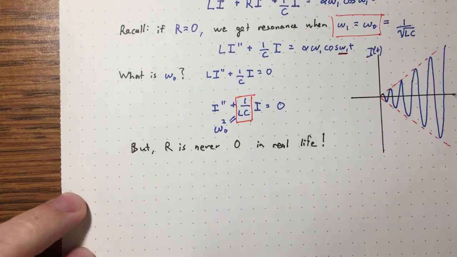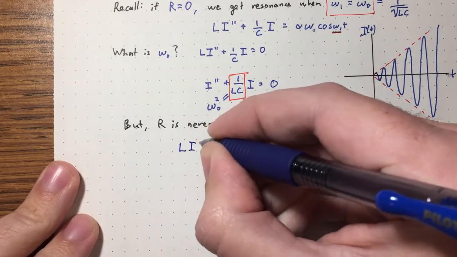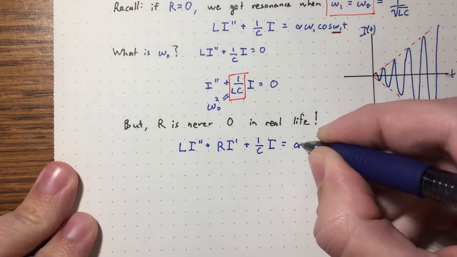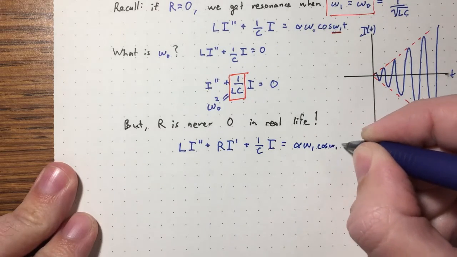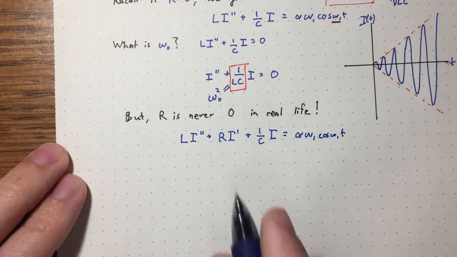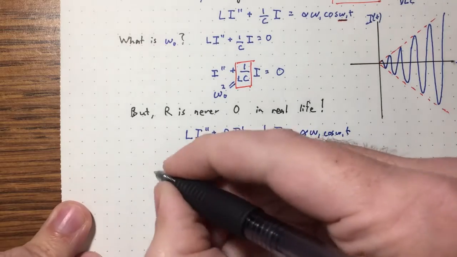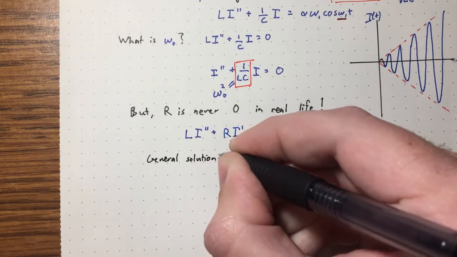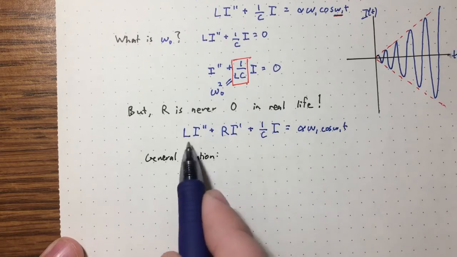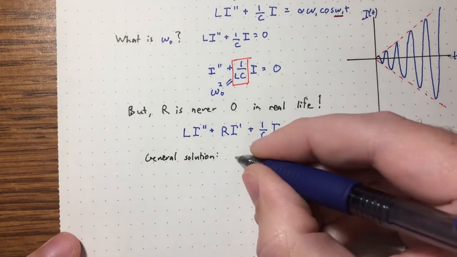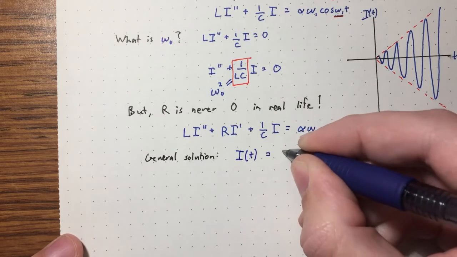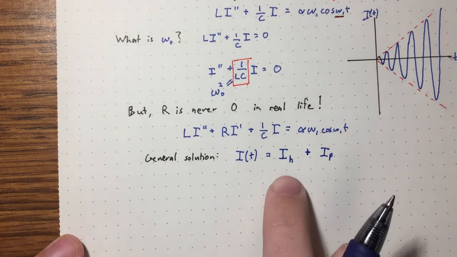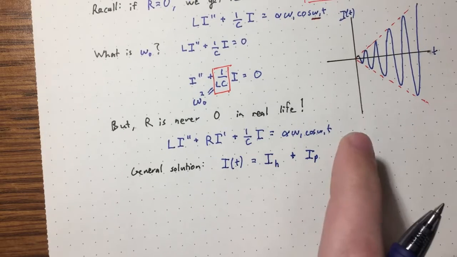So let's write out our equation one more time. So L i double prime plus R i prime plus 1 over C i equals A omega 1 cosine omega 1 t. What does the general solution to this look like? Okay. Just abstractly. We can't write down exactly what it is because we don't know which of the cases that we're in. But the general solution, abstractly, it's going to look like, I usually say y_h plus y_p, but here we have the current, so it's i_h plus i_p. There's a homogeneous general solution, and then there's a particular solution to the inhomogeneous equation.